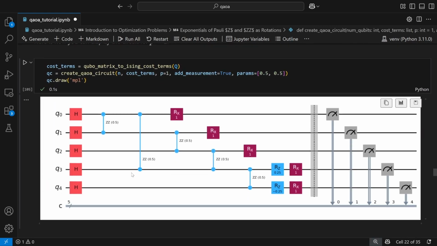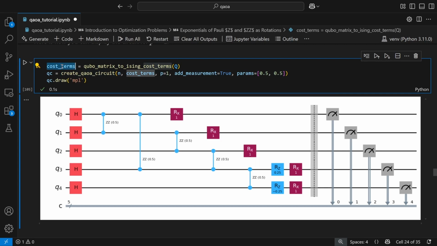So let's take a look at what the circuit looks like. This is again our QAOA for the simple example. We obtain the cost terms, we construct a circuit, and this is what the circuit looks like. We had 5 qubits, a Hadamard gate on each of them, and 2-qubit rotations on pairs that are connected.